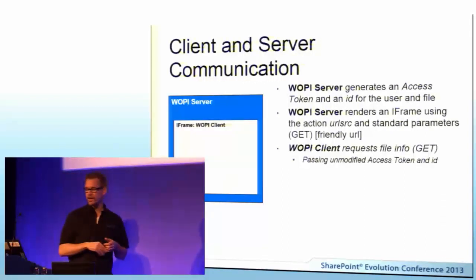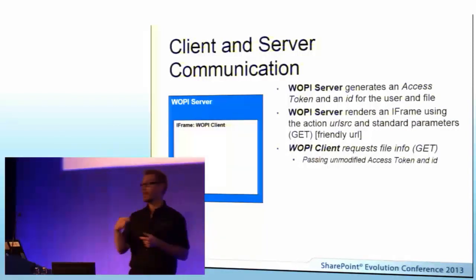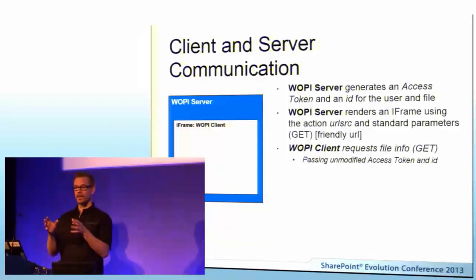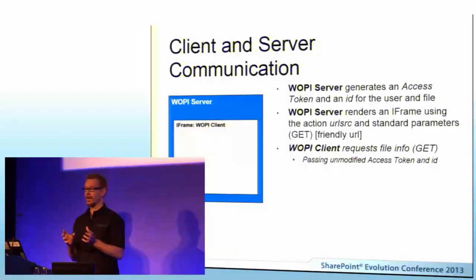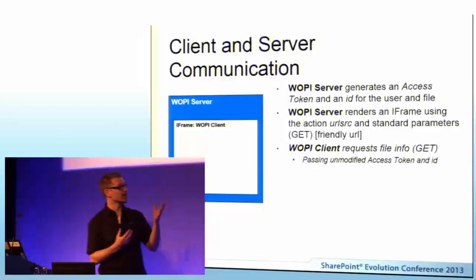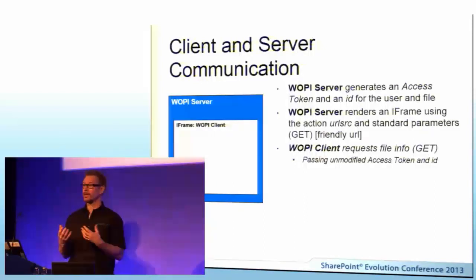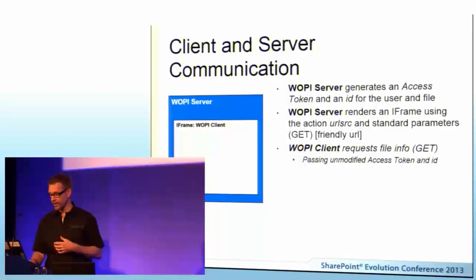Then the WOPI client calls back into the WOPI server, or into SharePoint or Exchange or Lync, using a GET request and passing in the access token and the unique ID of that file. And it gets back metadata. This is not a required step, it's optional, but most likely you want some metadata: the name of the file, if it's locked or not, or other characteristics of the file.